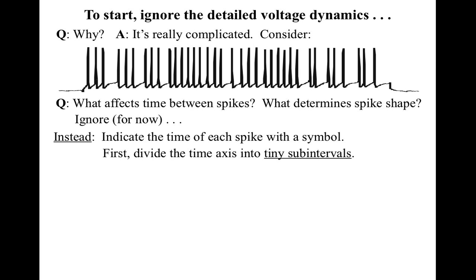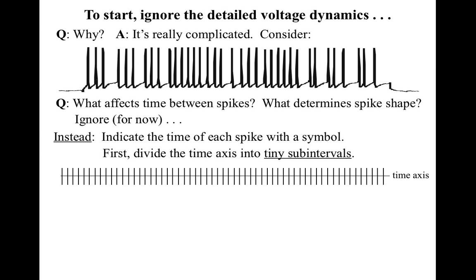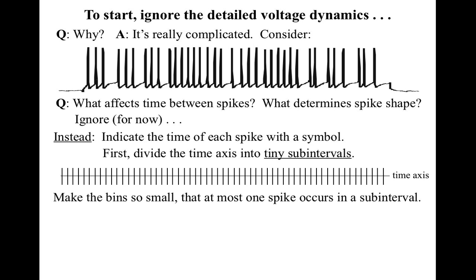Okay, so to do that, our first step will be to divide the time axis into many tiny subintervals. So here's our time axis, which I've drawn here as a horizontal line. And we're going to divide it up into lots of tiny subintervals, which I've indicated here. So the time axis divided up into many tiny subintervals. And we're going to make each subinterval so small that at most one spike occurs in a subinterval.